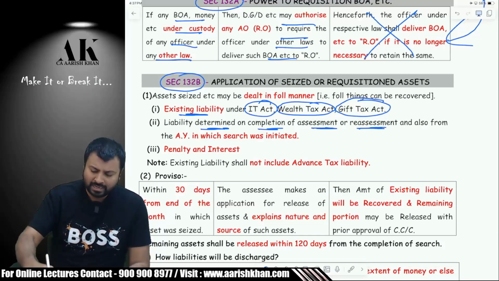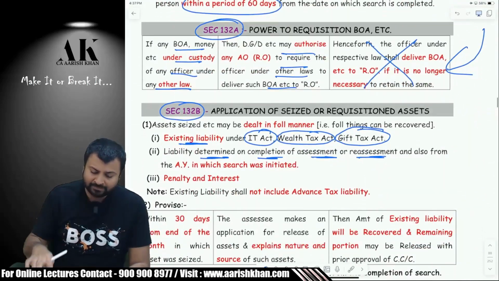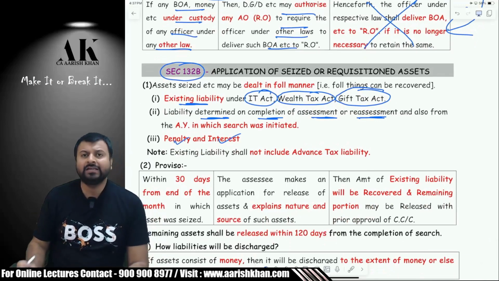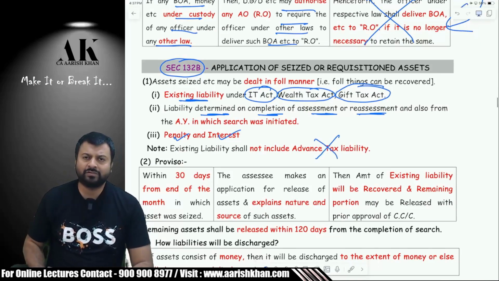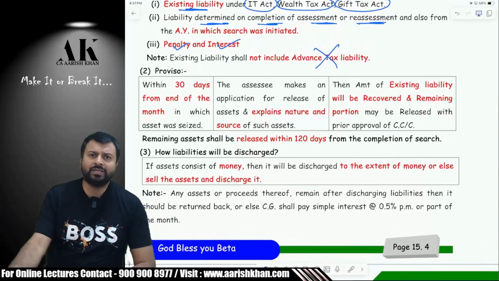After search and seizure, income escaping assessment will be done on you. So they will be doing what? They will be recovering that also from there. They will also recover penalty and interest from there. Okay. Now, existing liability will not include advance tax. They will not include advance tax recovery from there. If there is some advance tax liability of the current year, they will not recover that from the seized asset.